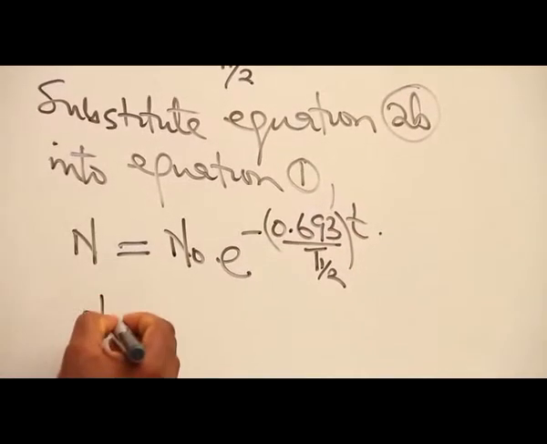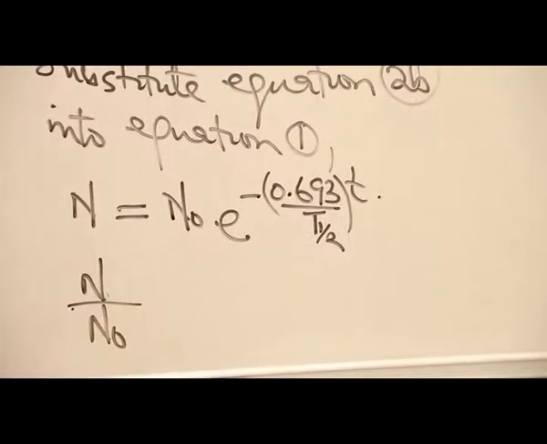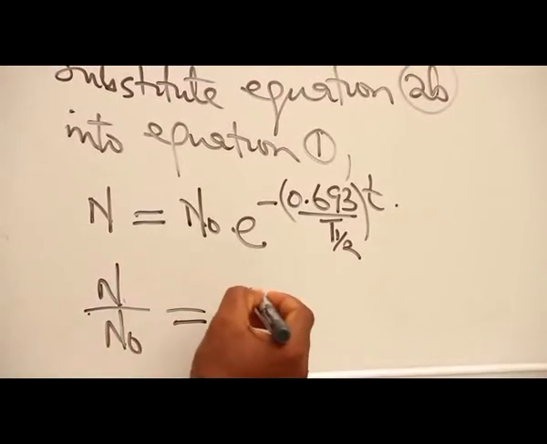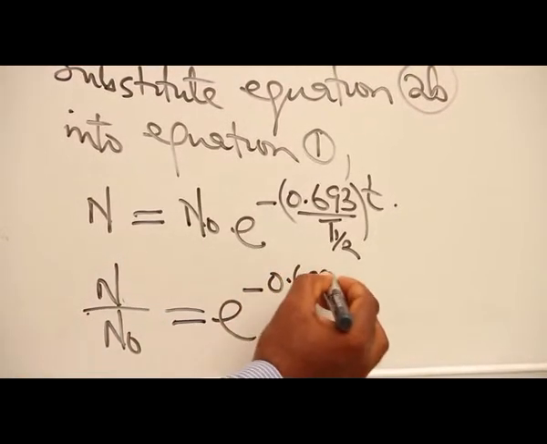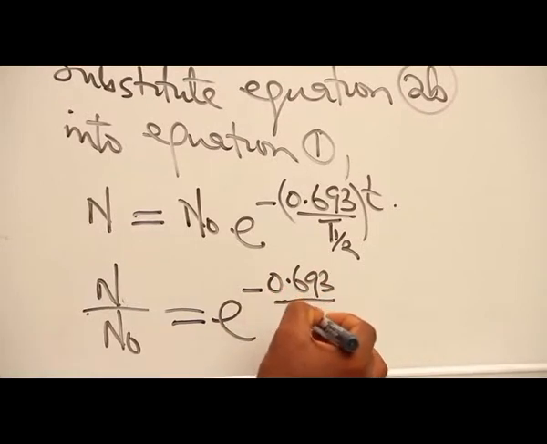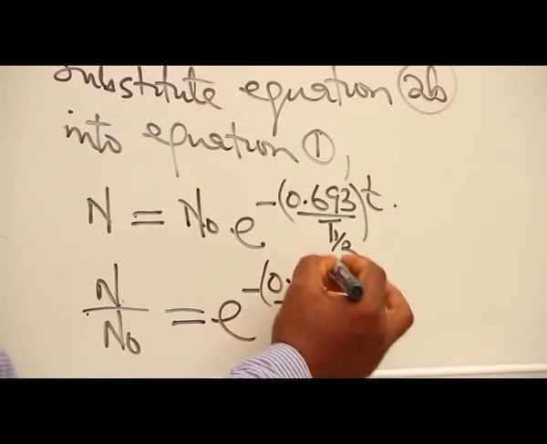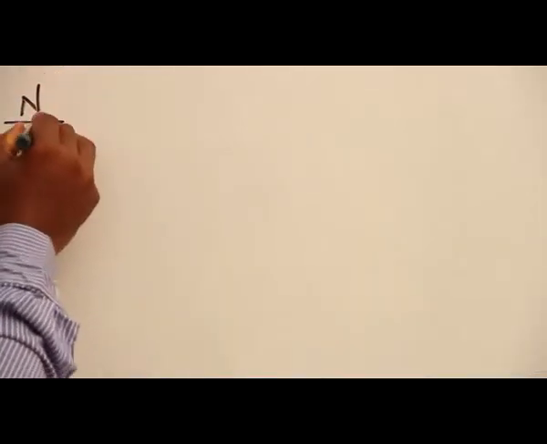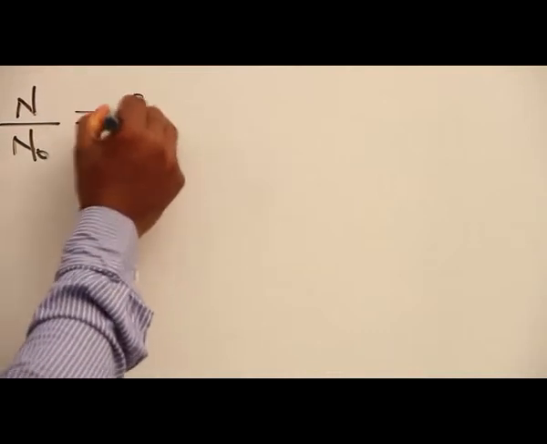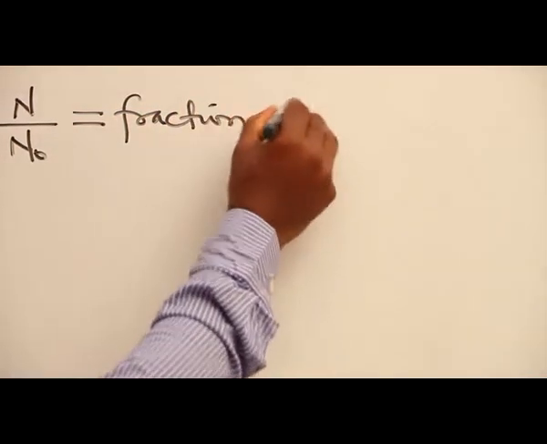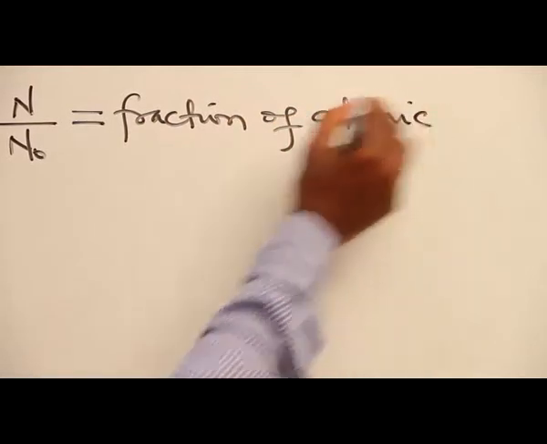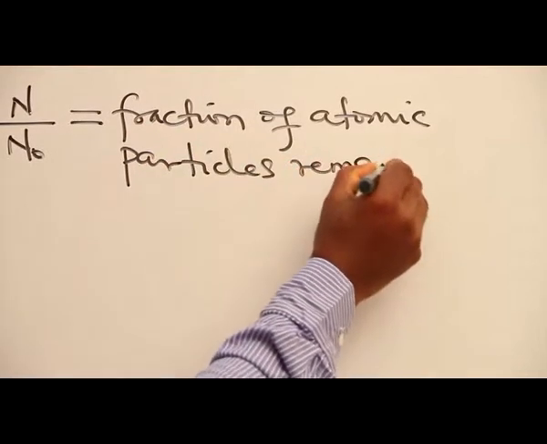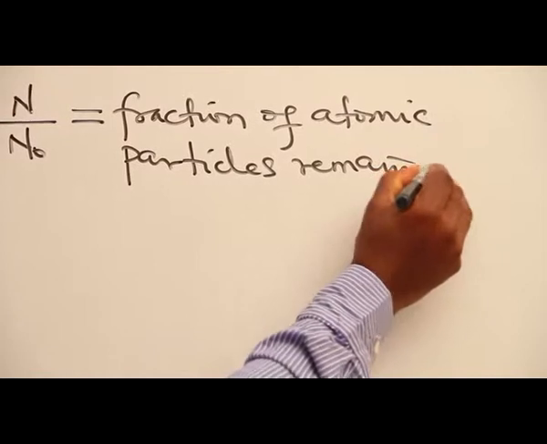We can rewrite it like this. If I divide both sides by the initial number of atomic particles, then I now have 0.693 divided by half-life times the time taken. Number remaining divided by the initial number equals to fraction of atomic particles remaining after decay.